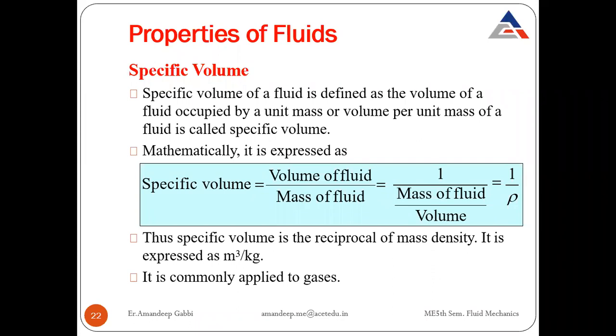Inverse of density. What is rho? Density. 1 by density. Mass per unit volume is density, and specific volume is volume divided by mass. Just keep it in your mind that specific volume is volume over mass, and density or mass density is mass per unit volume. It is a reciprocal of that, 1 by rho. Thus, specific volume is reciprocal of mass density. It is expressed in meter cube per kg, and it is commonly applied to gases. You want to write? You can write.